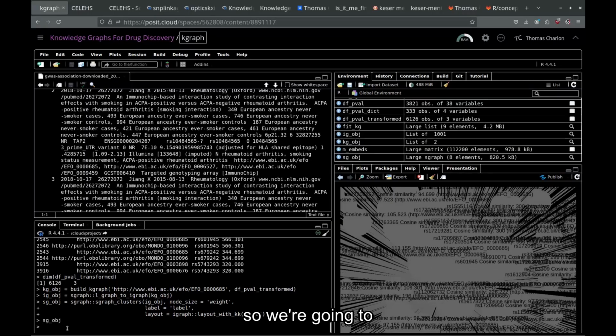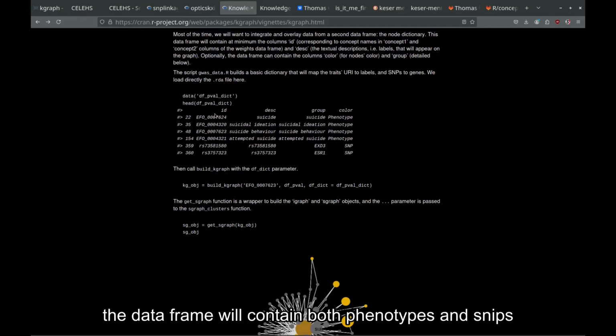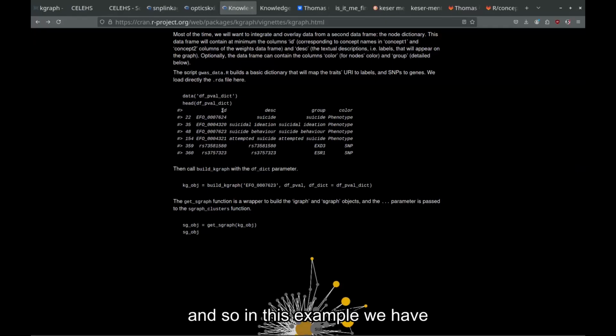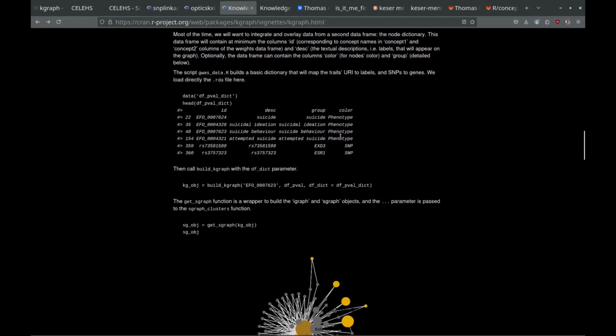So we're going to do a dictionary data frame. So similar to what I presented here. So this time for each row, the data frame will contain both phenotypes and SNPs. And so in this example, we have the EFO ID, which is with its phenotype textual description. And we have SNP IDs with their genes as groups. And we color by the type.